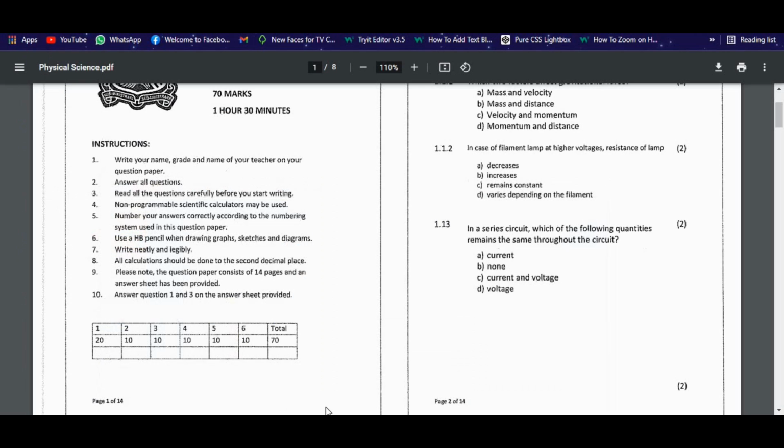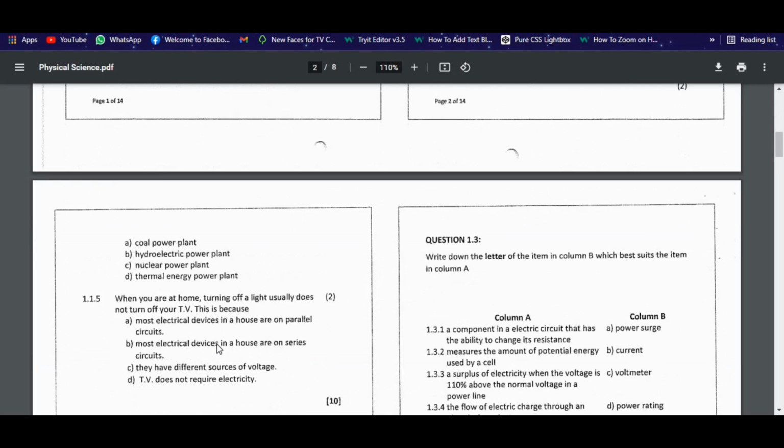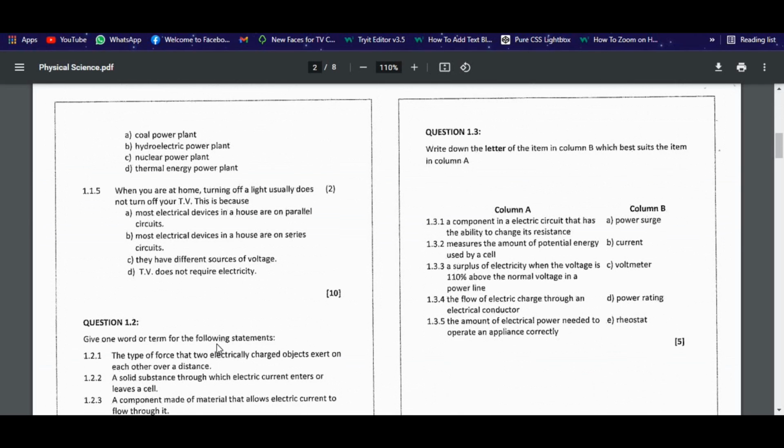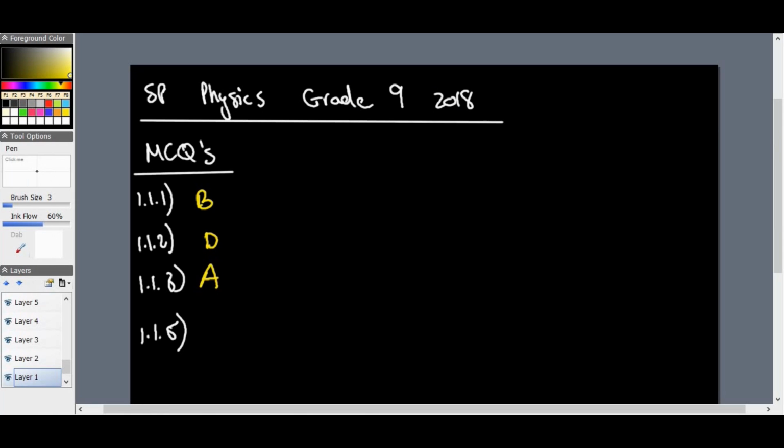And if you go to 1.1.5, because we don't have 1.1.4's question, when you are at home, turning off a light usually does not turn off your TV. This is because, and someone said it off air, option A, most electrical devices in a house are on parallel circuits. So that means that if I switch off something in one room, the whole house will not go off. If it were all in series, one component that's out would shut down everything. So 1.1.5 is also option A.